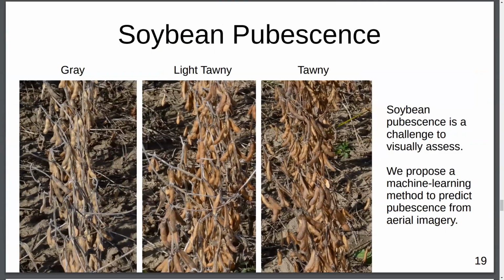A big one that we're looking at right now is soybean pubescence. So here's some ground pictures of a gray soybean row and a light tawny soybean row and a tawny soybean row. And if you've ever had to rogue soybeans, you know that pubescence is a big challenge to visually assess, especially that light tawny and tawny separation. So we propose a machine learning method to predict pubescence from aerial imagery. I'll explain a little bit more about the details.